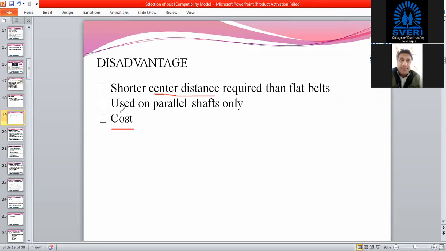Then they can be used only with parallel shafts. If the angular position of the shafts gets displaced or parallelism is not maintained in the shafts and pulleys, then these belts cannot be used, or they are going to give less efficiency, and maintenance will be required. We should replace them frequently. You can add more disadvantages in this case.